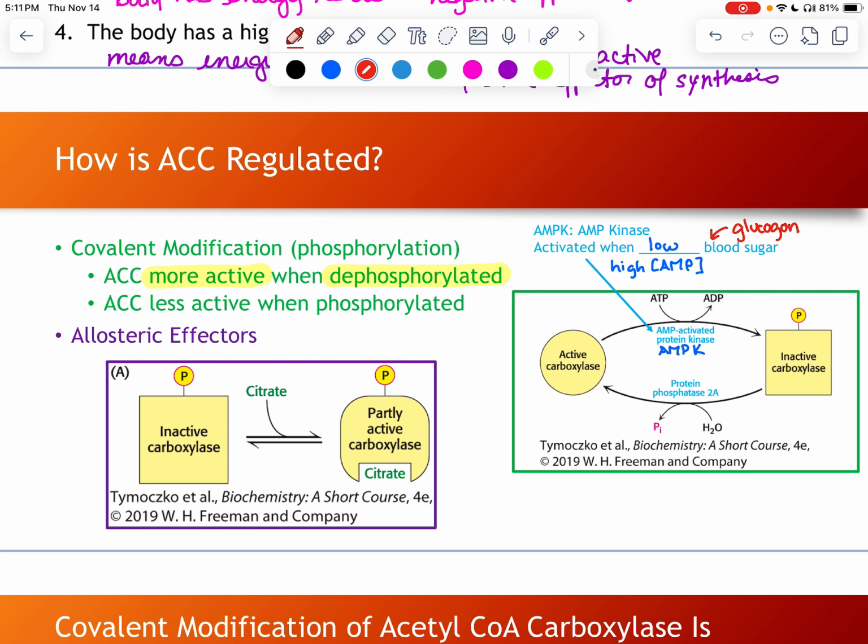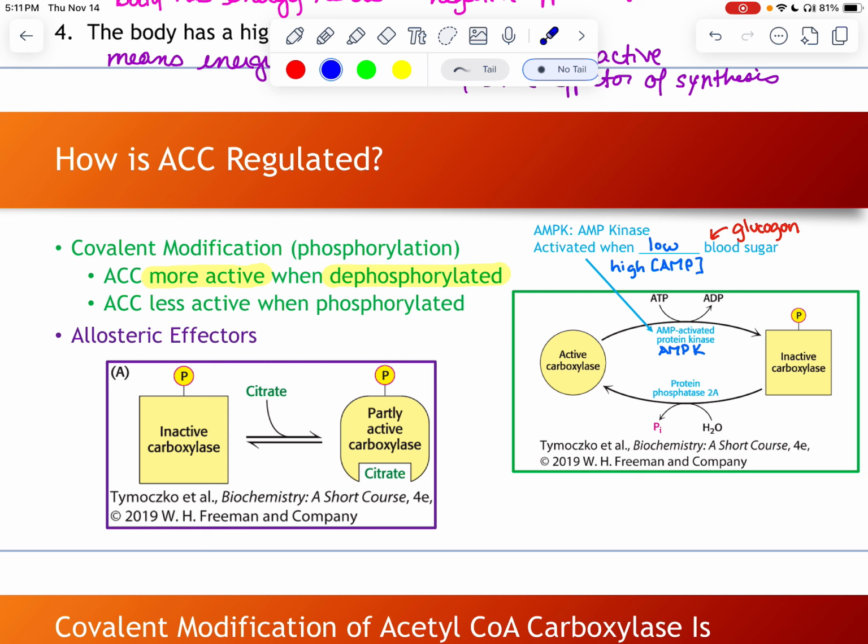Okay, so that glucagon will set off a phosphorylation cascade, a kinase cascade, that will eventually activate this AMP activated protein kinase, which then turns off the synthesis of fatty acids. All right, that was a lot.